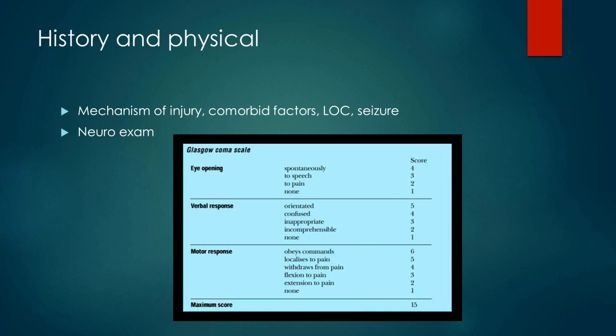Performing and documenting a very thorough neurological exam is incredibly important. So mental status, GCS, pupil size and responsiveness, motor strength and symmetry, sensation, deep tendon reflexes, sphincter tone, Babinski's, all of those things are going to be incredibly important for prognostication and communicating with your neurosurgeons.